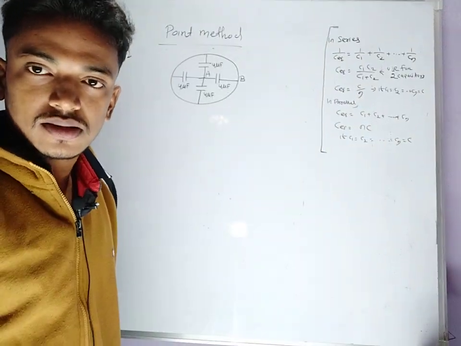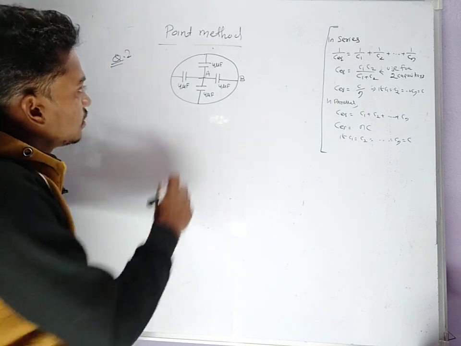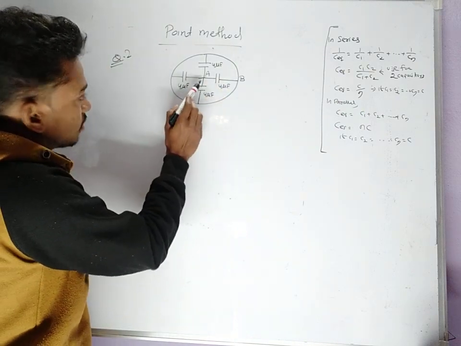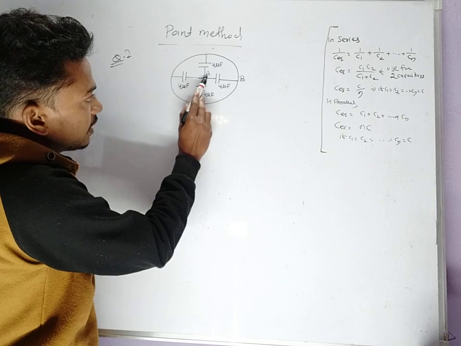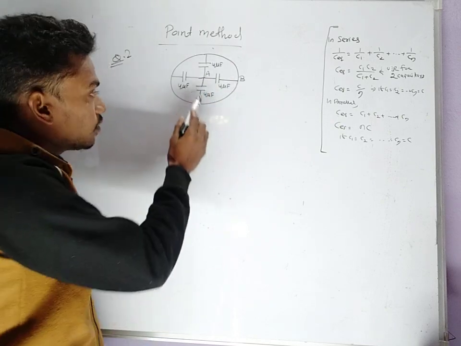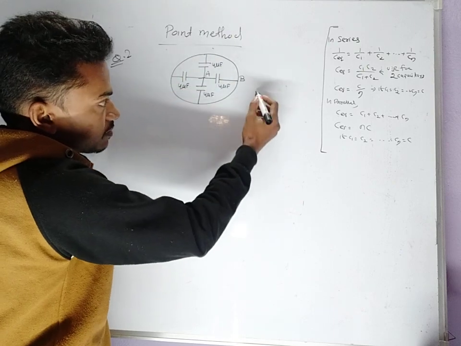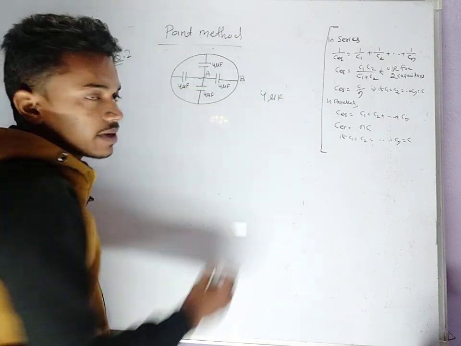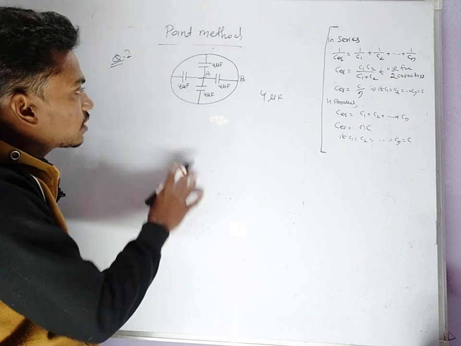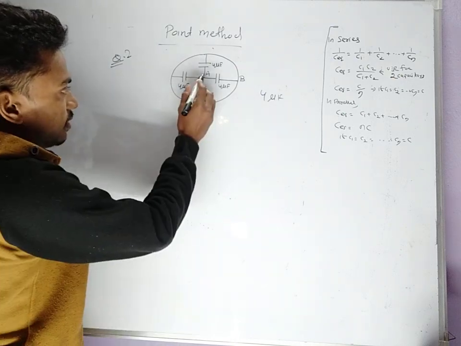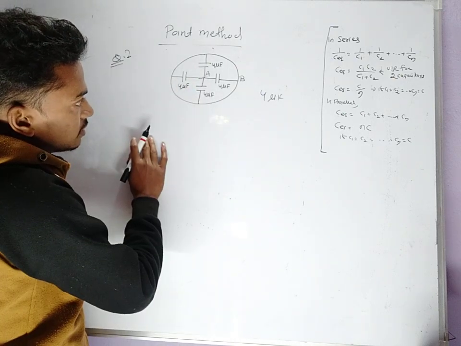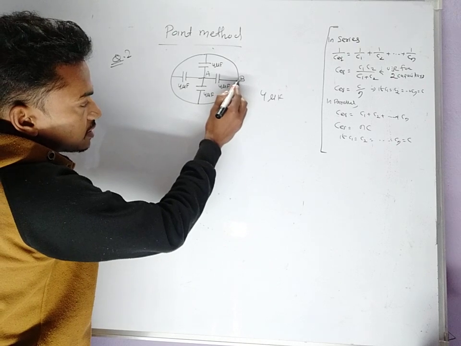Okay. Now see question number 3. Find the equivalent capacitance between point A and point B. Here all the capacitors have capacitance 4 microfarad. Okay, 4 microfarad. So we can use the point method. This is point A and this is point B. So this is B point.